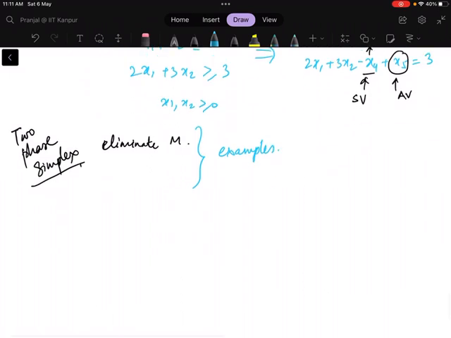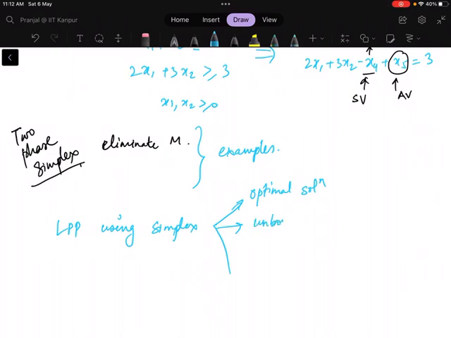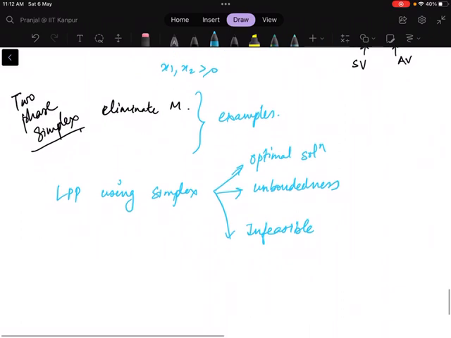Now some consequences. What are the possible outcomes we can get for an LPP using simplex? You can get an optimal solution, you can get unboundedness, and you can get an infeasible solution. We will see each of them in a separate video. Okay, thank you.